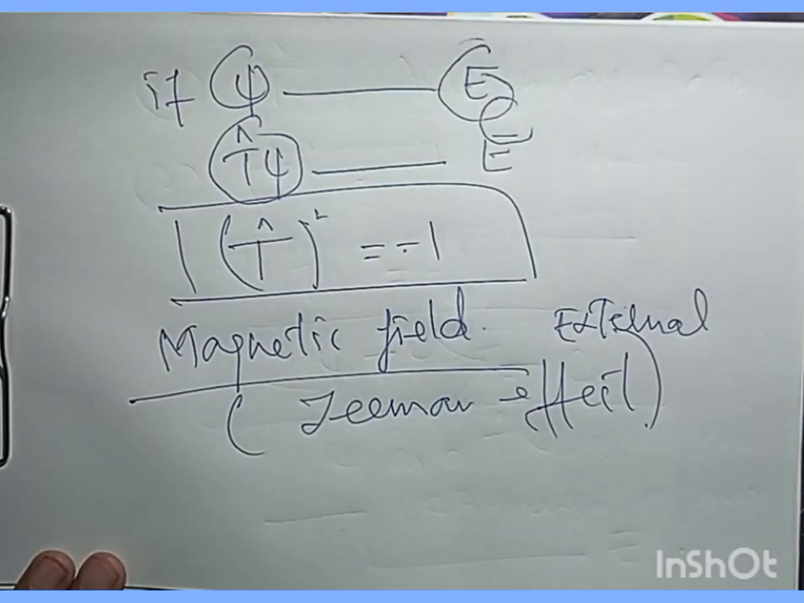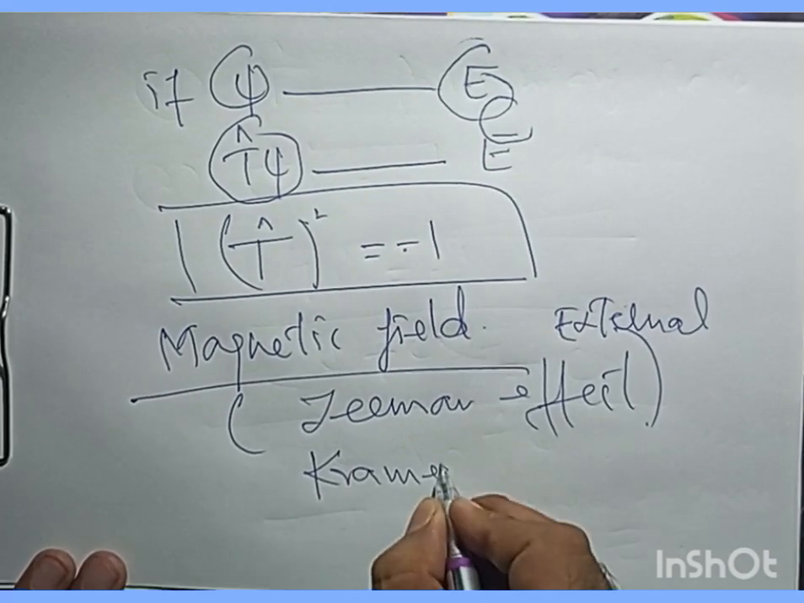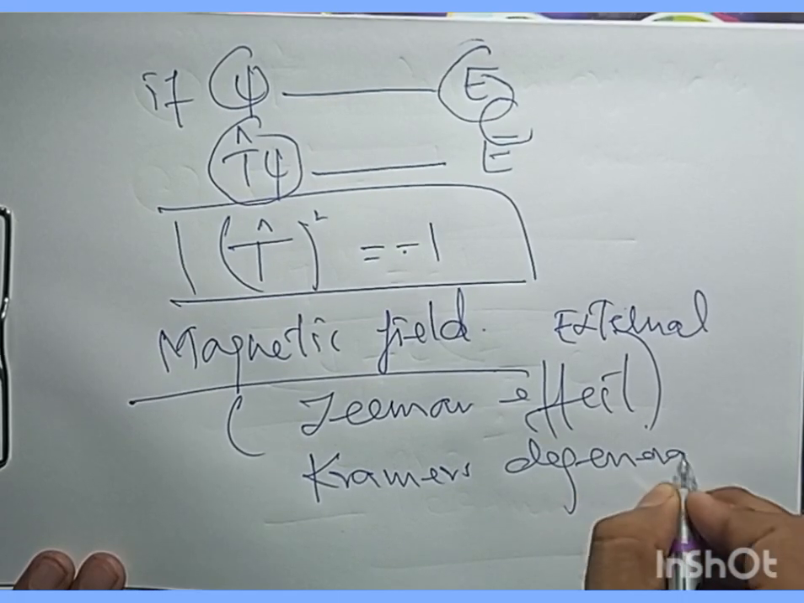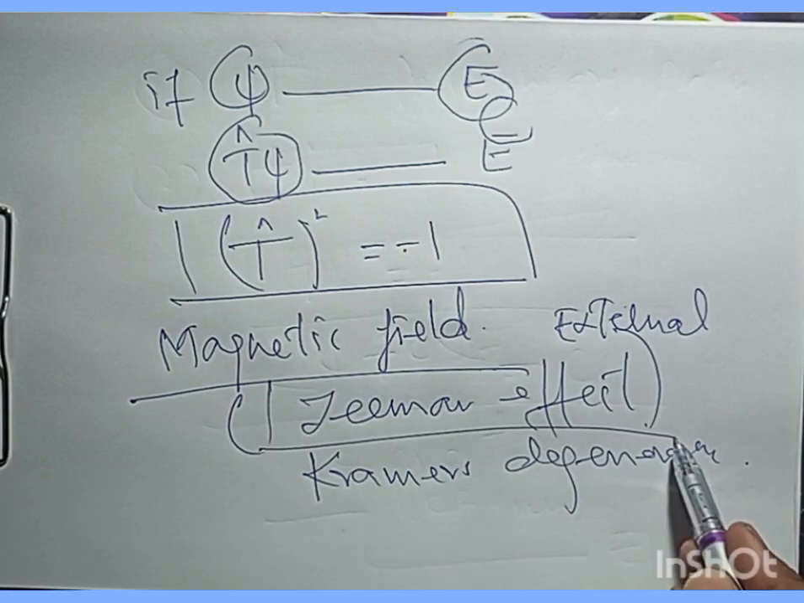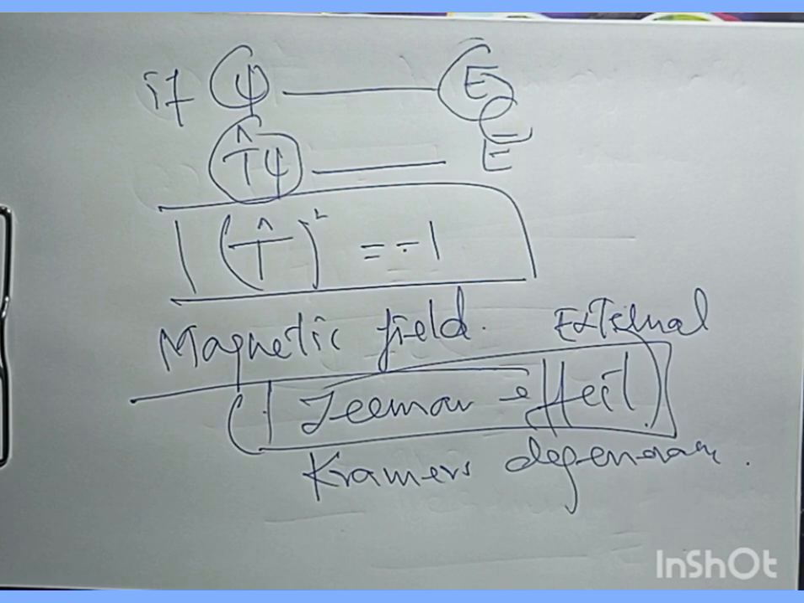And this breaking of time reversal symmetry eliminates Kramer's degeneracy. So if we think about the same thing, in the absence of the magnetic field, Kramer's theorem holds and the energy levels remain doubly degenerate. But when the magnetic field is applied, this degeneracy is lifted and the energy levels split. This splitting of energy levels is what is called the Zeeman effect.